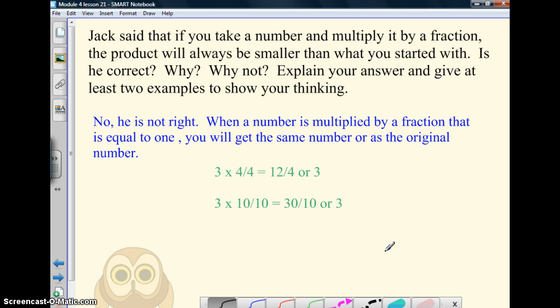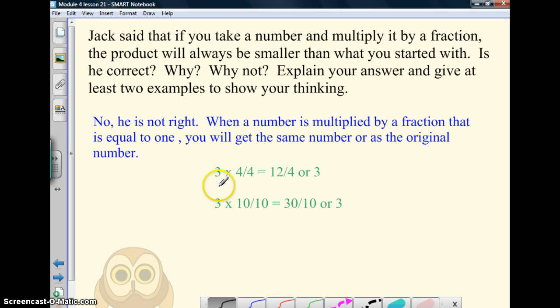Here's our word problem. Jack said that if you take a number and multiply it by a fraction, the product will always be smaller than what you started with. Is he correct? Why or why not? Explain your answer and give at least 2 examples to show your thinking. So the answer is no, he's not right. When a number is multiplied by a fraction that is equal to 1, you get the same number as the original number. So here are 2 examples.